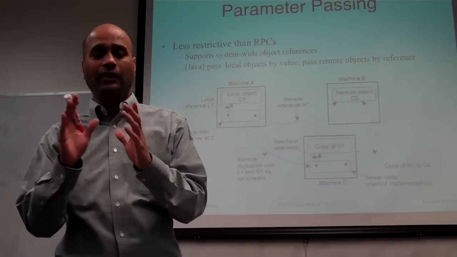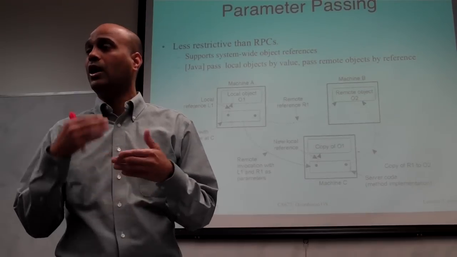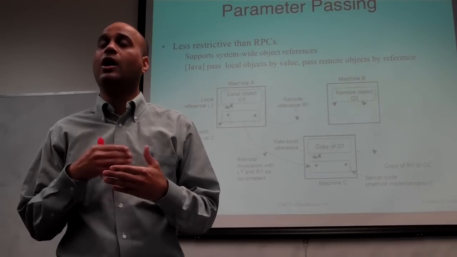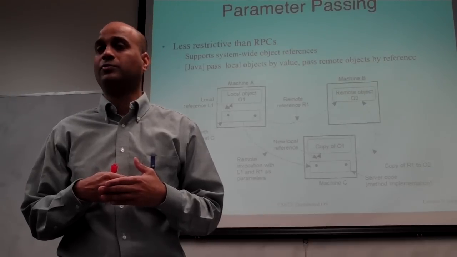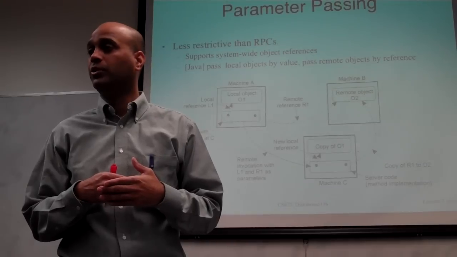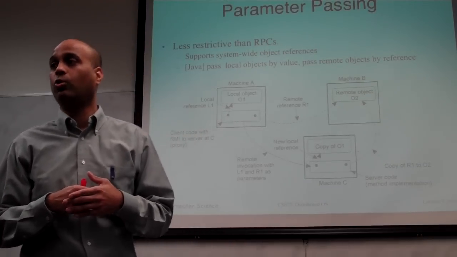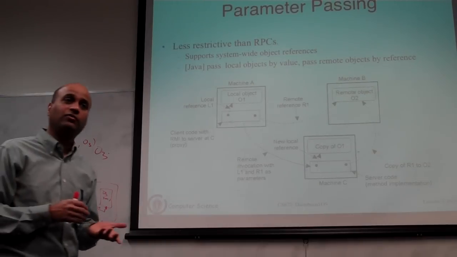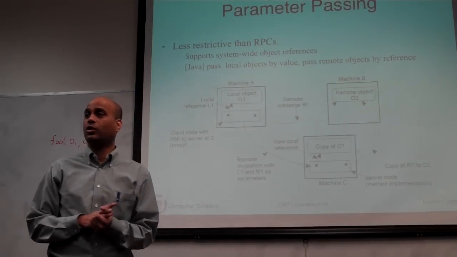Okay. So the main takeaway message is RMIs are less restrictive than RPCs. RPCs only support pass by value, passing parameters by value. RMIs allow you to pass certain kinds of parameters by reference, specifically object references. You can't pass an array by reference, but you can certainly pass a remote object by reference. That reduces the overhead of passing your parameter. It increases the complexity of the runtime system because it will need to dereference a system-wide reference to an object.